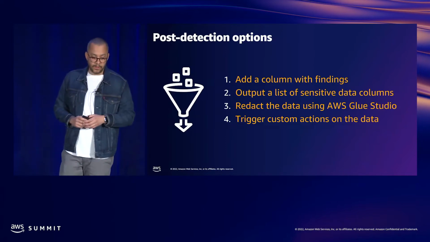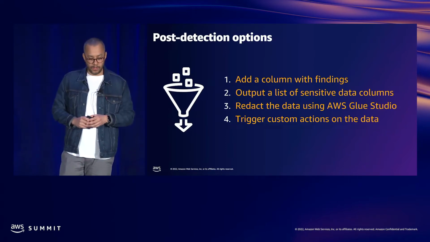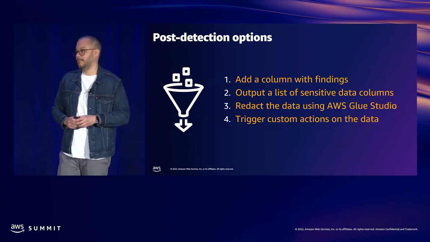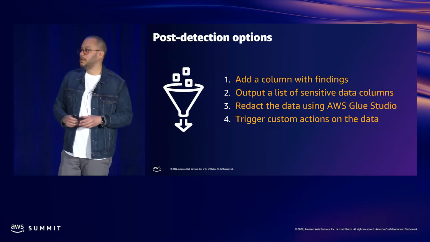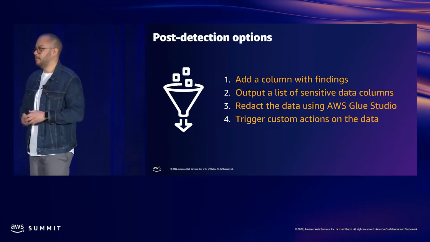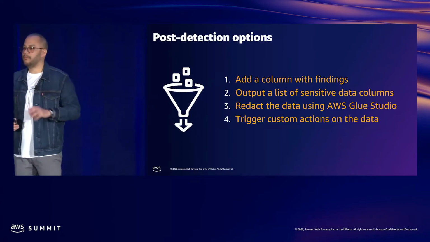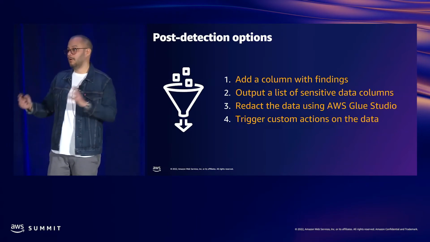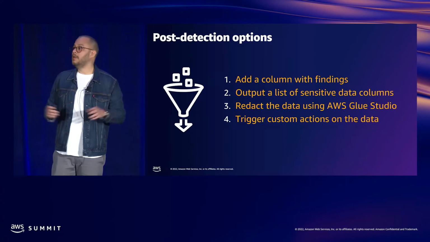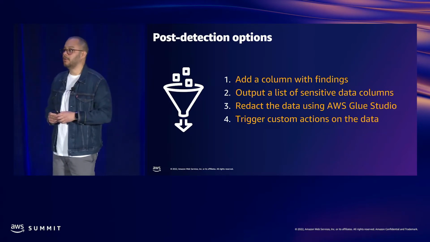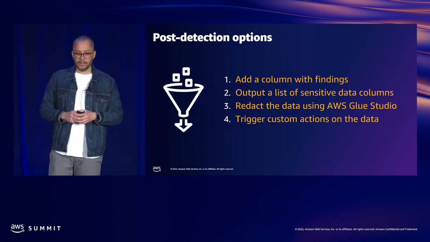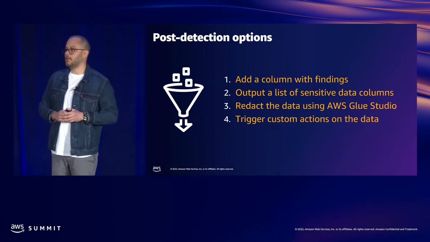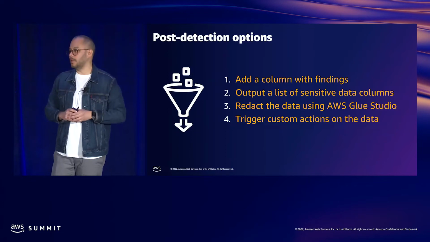And we have another one. This is an out-of-the-box option as well. So you can redact the data using AWS Glue Studio. You're going to see it as part of the demo. Once we identify sensitive data, it could be at the column level or also at the row level, we are going to redact the data for you. Actually, you can select the value that you want to use to replace the sensitive data based on your security policies.